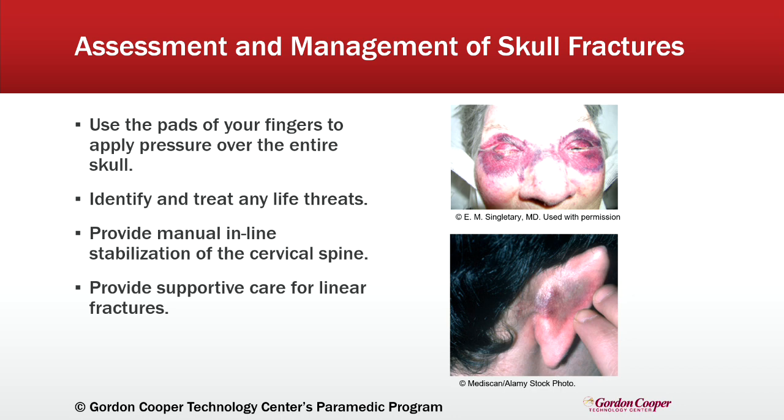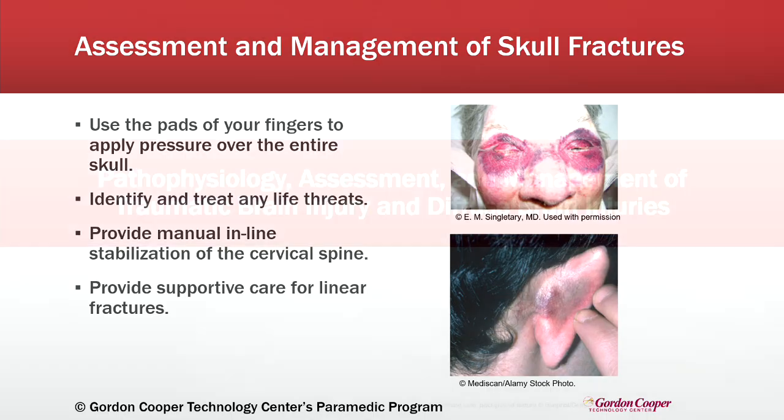You should identify and treat any life threats found during the primary survey, as we normally do, and be sure to provide manual inline stabilization of the cervical spine and supportive care for linear skull fractures. If brain tissue is exposed, lightly cover it with a sterile dressing moistened with sterile saline. For any cerebral spinal fluid leakage, apply a loose sterile dressing, but try not to stop the flow. You want to let that go ahead and flow out. Any impaled objects, of course, should be stabilized in place and protected from further movement.